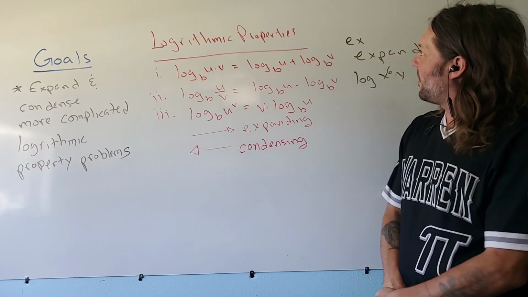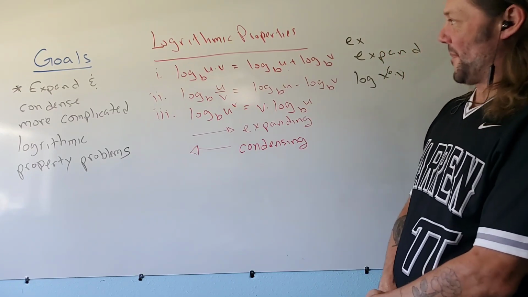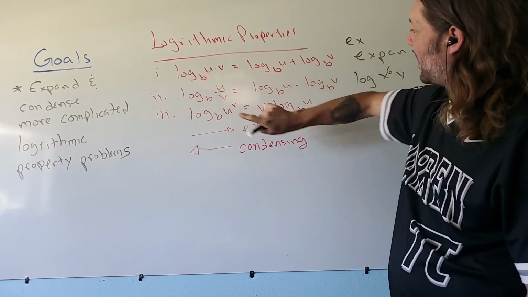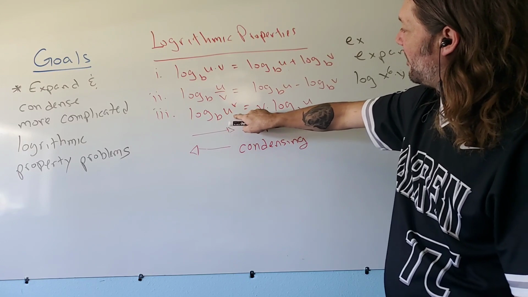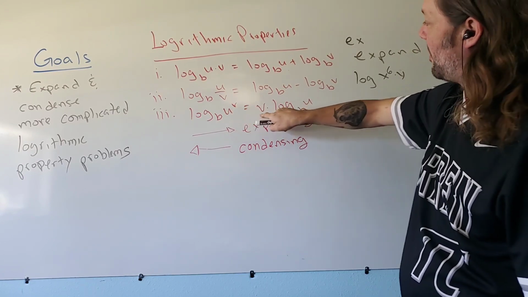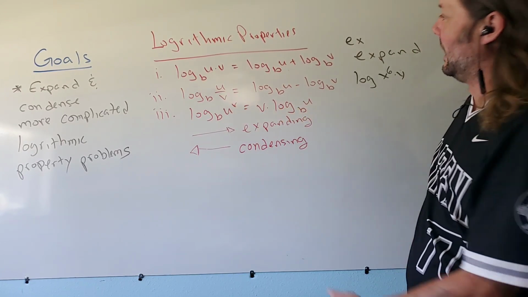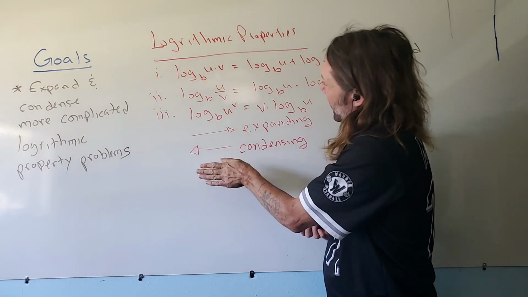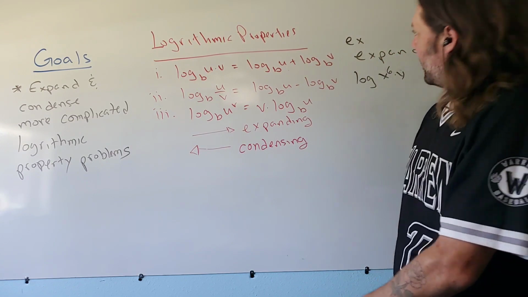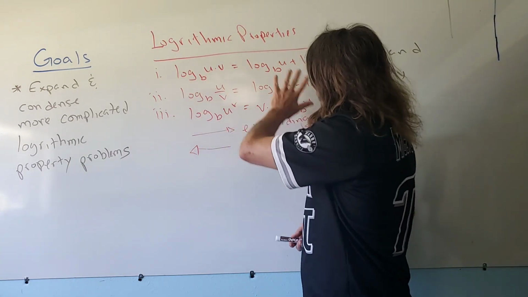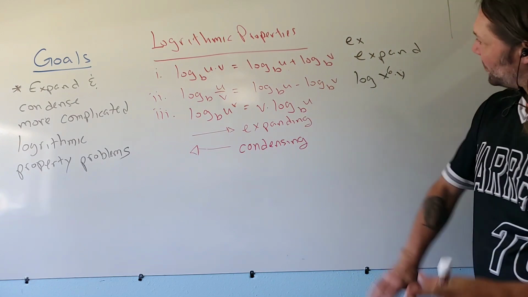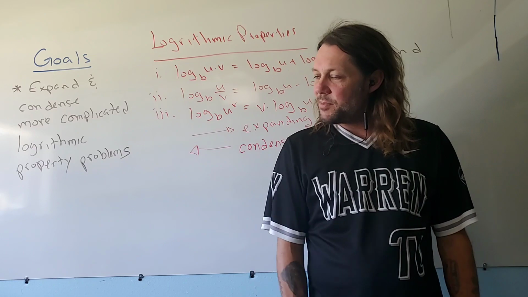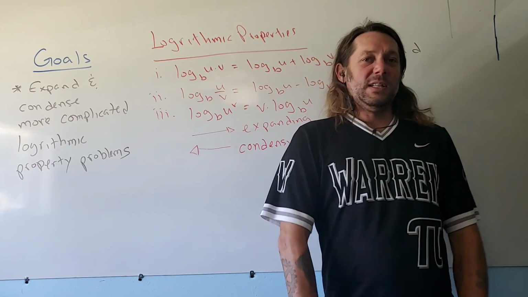And I wrote down our logarithmic properties. If I'm multiplying, I end up adding my logs together. If I'm dividing, I end up subtracting. If I have something to a power, that power becomes what I multiply by. Going in this direction is expansion or expanding. Going this way is condensing. You should have this on your cheat sheet. And I'd like to just do 2 quick examples. We'll call that a day, and then your assignment will be on the Google Classroom.